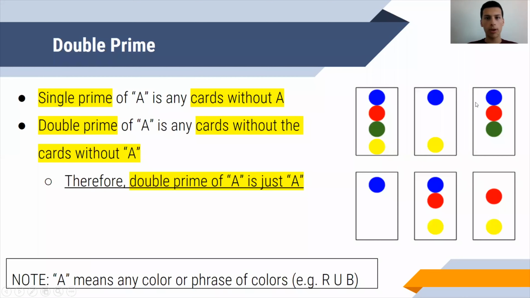So this is going to be a quick video on double prime. Double prime is when there are two primes directly attached to any color or phrase of colors, which I'm going to refer to as A.